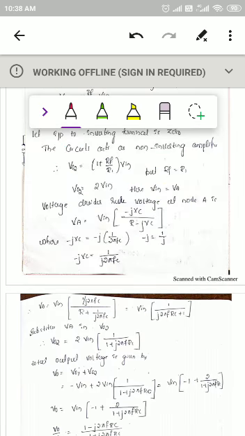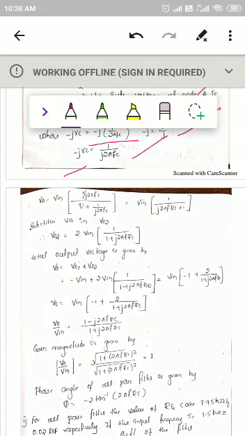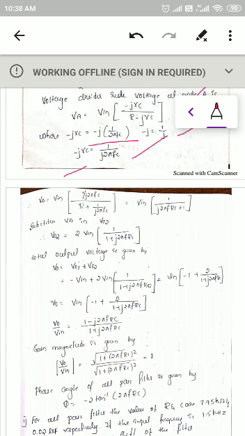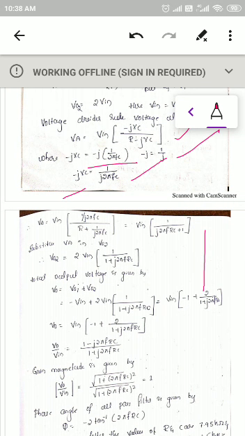Okay, so here, from the figure we have written, minus jXc is equal to minus j times Xc, and Xc is 1 divided by 2 pi fc. Minus j is 1 divided by j, so minus jXc is equal to 1 divided by j2 pi fc. Just substitute these jXc values in the above equation of your Va, and then rewrite the equation.